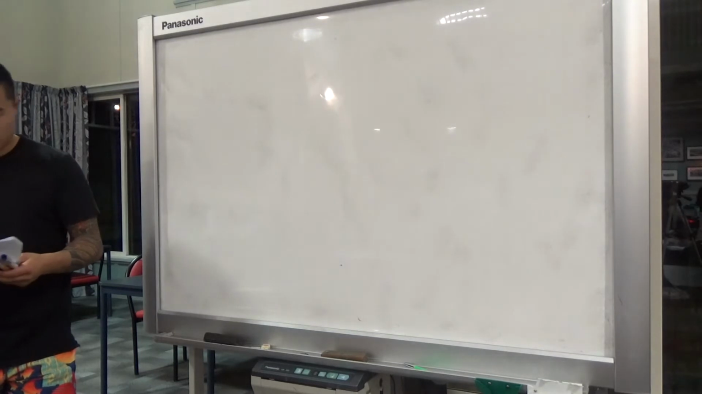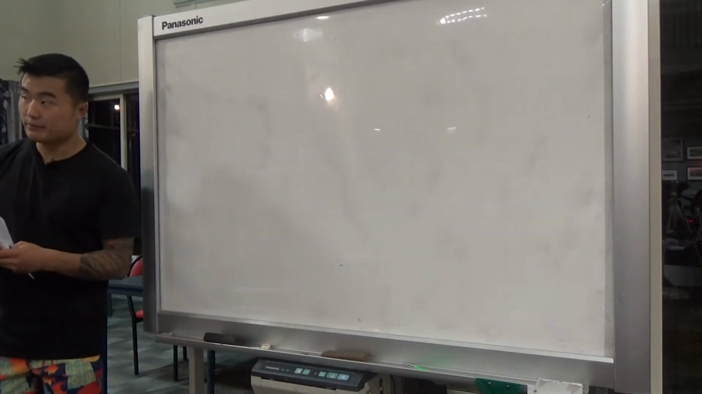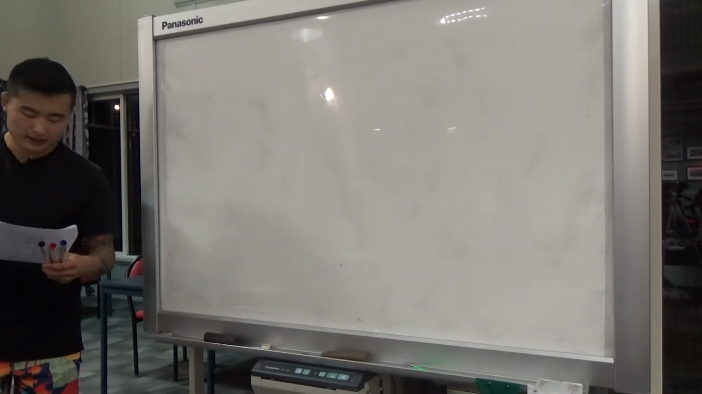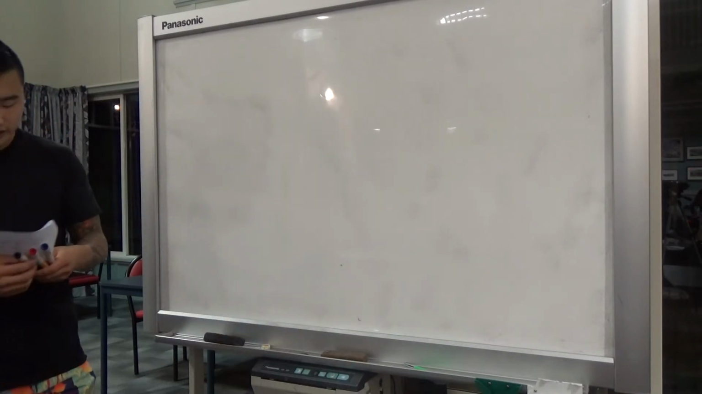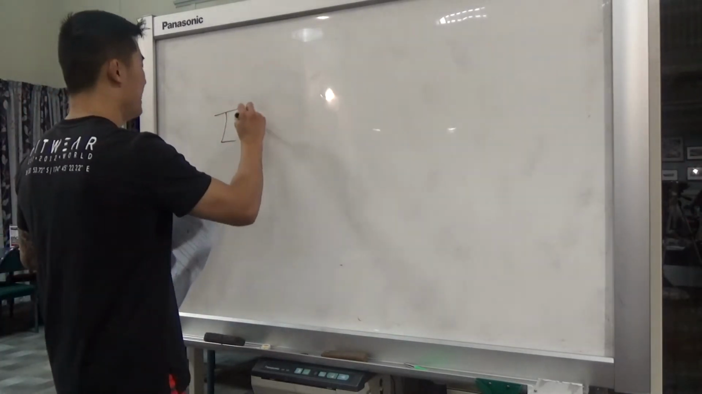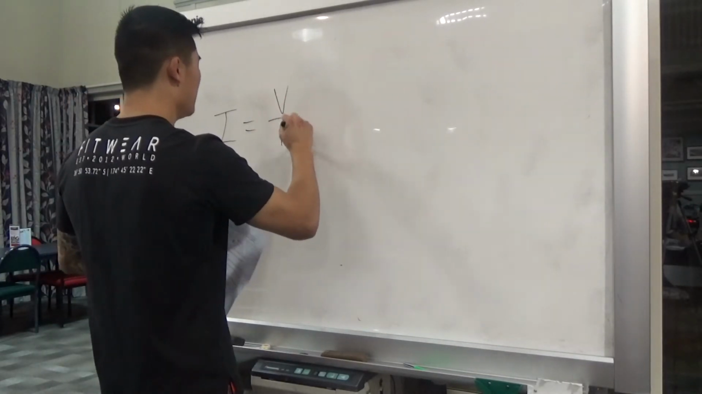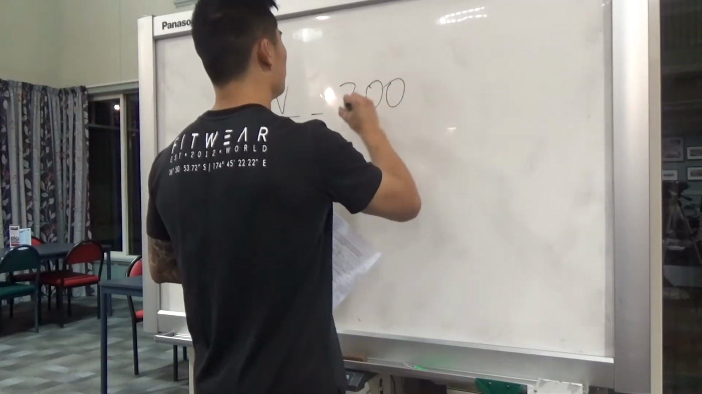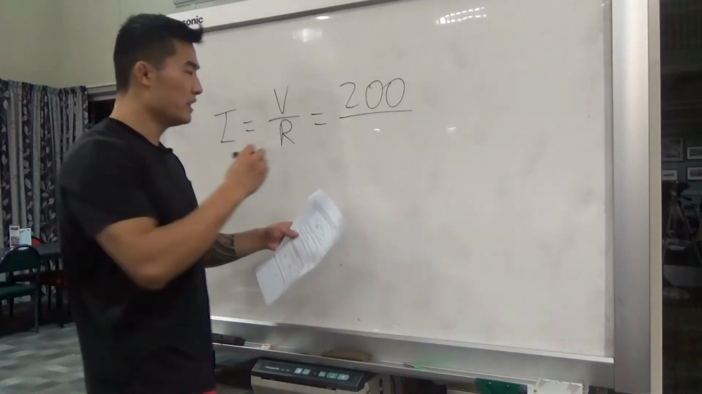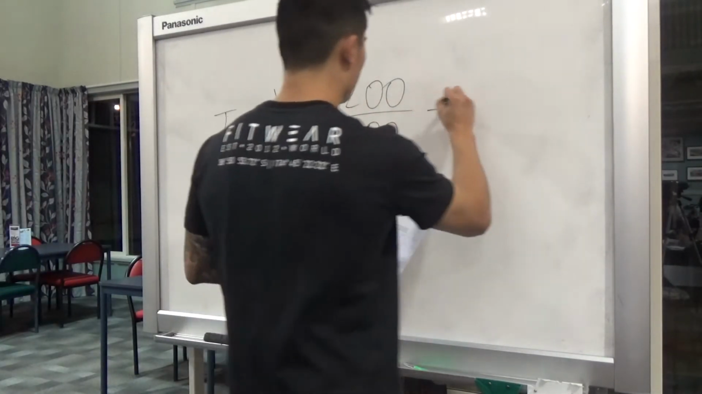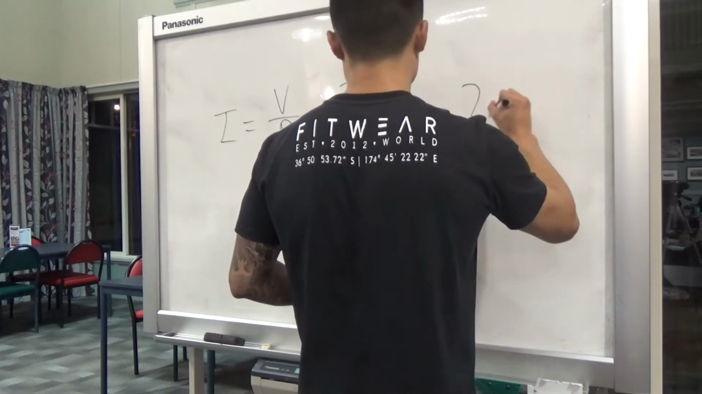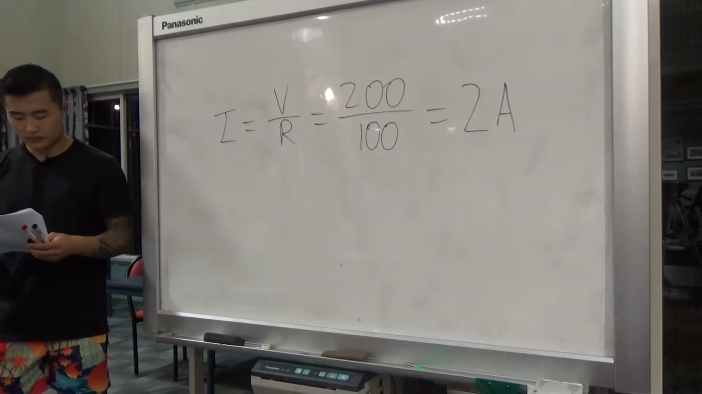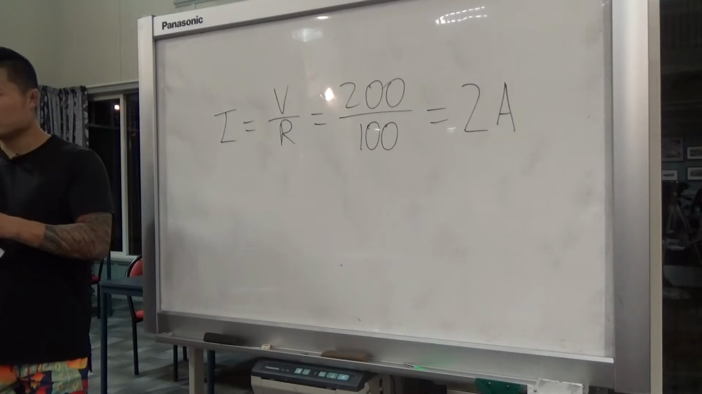So in this case, the capacitor has been charged up. We want to know how much current will be flowing in the circuit when the switch is closed. So current, remember, I is equal to V over R. The voltage here will be 200, and the resistance is 100. So that's going to be 2 amps. So the answer there is A. Okay.